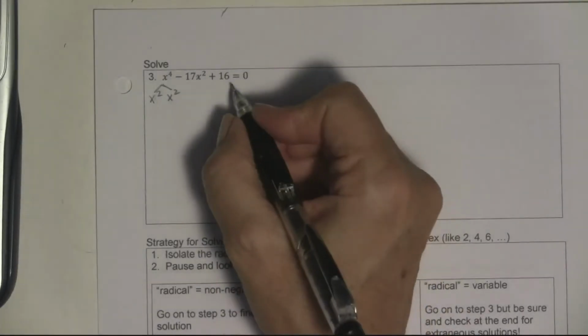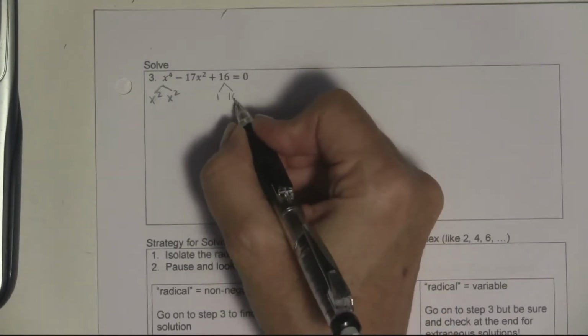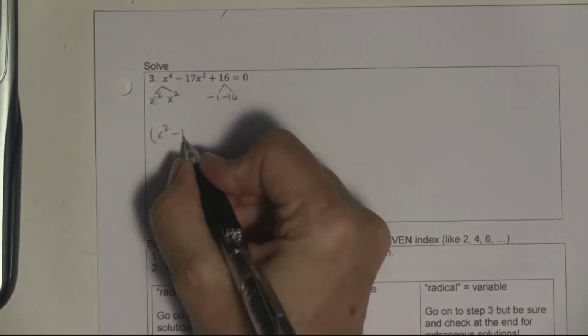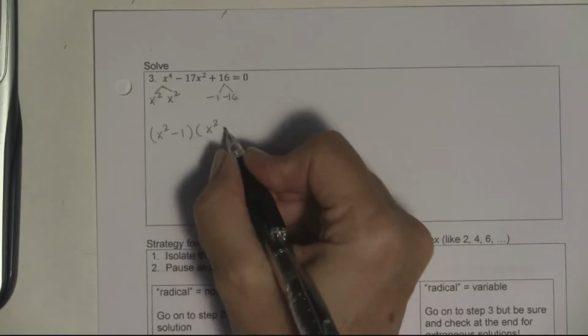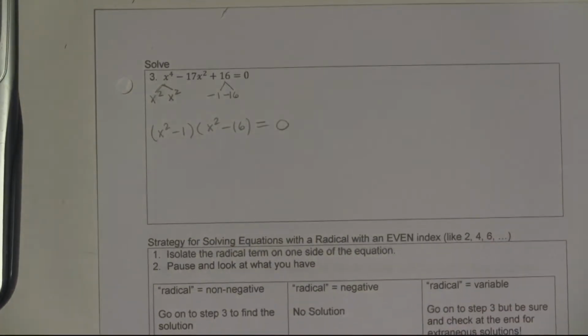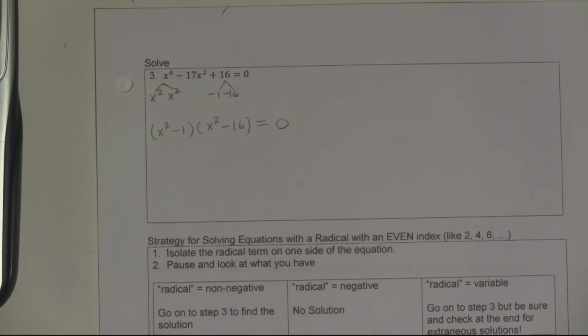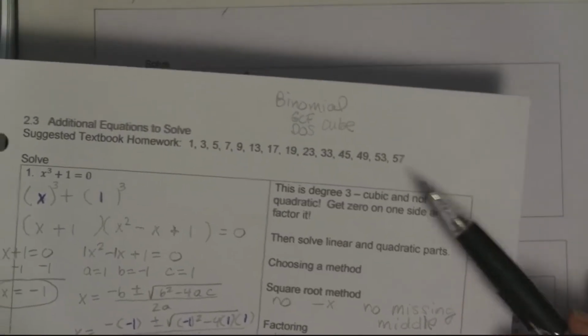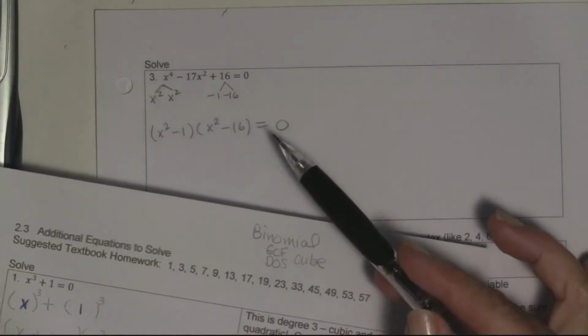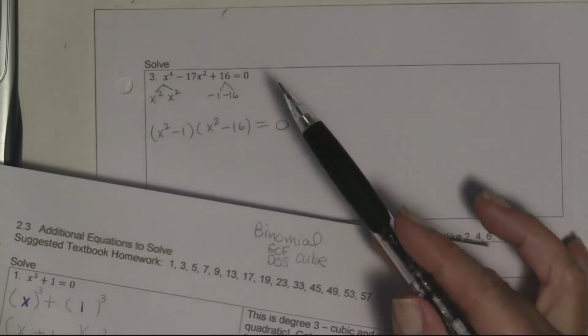I hope that you're saying 1 and 16, because those definitely add to be 17. They both got to be negative. So this is x squared minus 1 times x squared minus 16 equals 0. And yeah, I got it factored, but I'm not done factoring it yet. I factored it now into a binomial times a binomial. And I don't know if you remember, but on binomials, I asked myself, is there a greatest common factor? Well, I already knew there wasn't a greatest common factor for the trinomial.